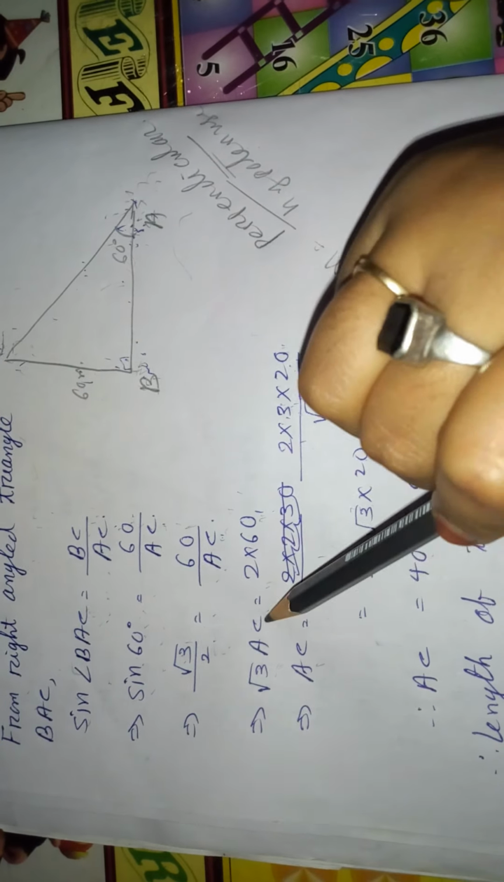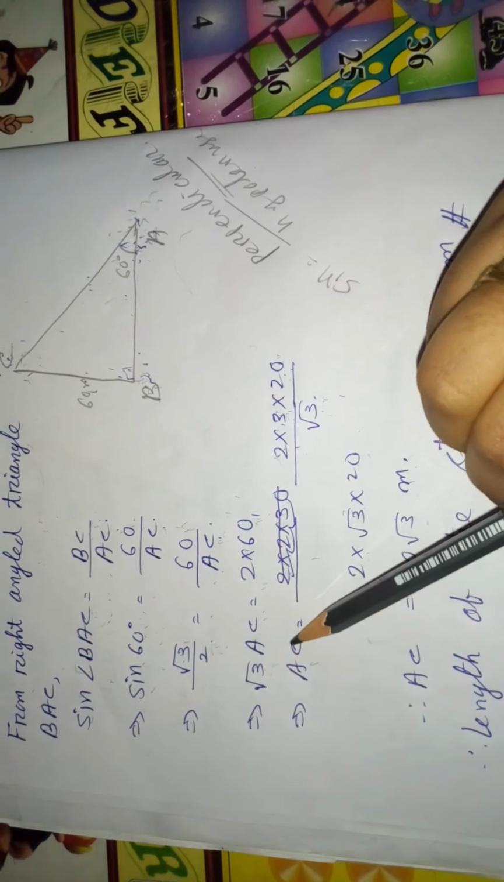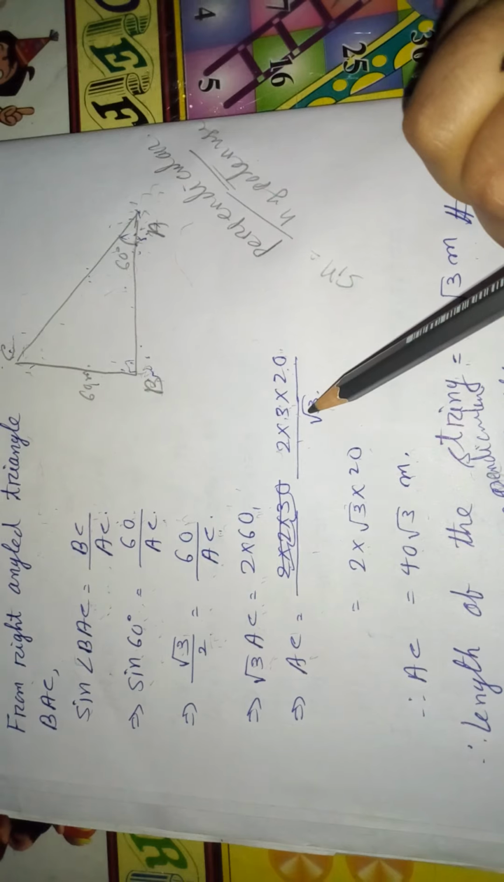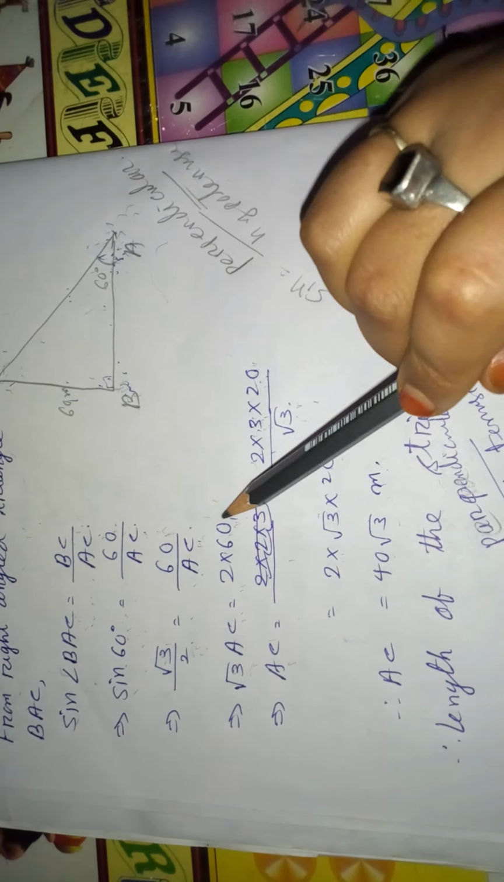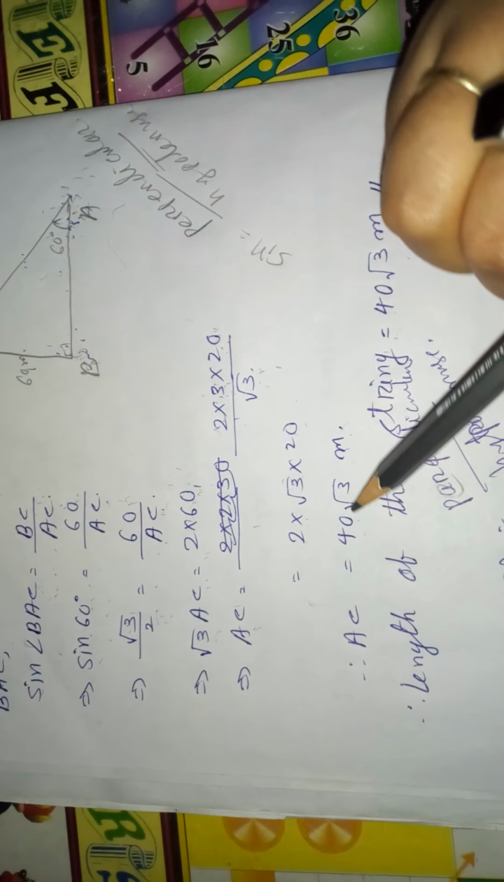Now cross multiply. Root 3 into AC, root 3 AC, equals 2 into 60. So AC is equal to 2 into 60 divided by root 3. In place of 60 I write 3 into 20, since 3 twenties are 60. So root 3 divided by this one, we get root 3. So 2 into 20 is how much? 40 root 3 meters. Therefore the length of the string is 40 root 3 meters. Understand everybody?